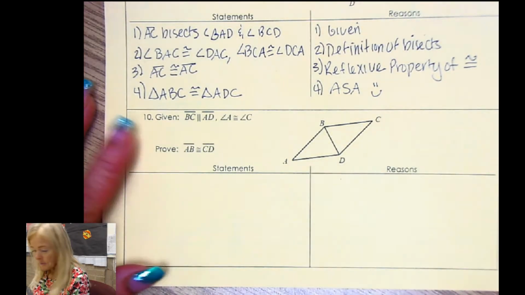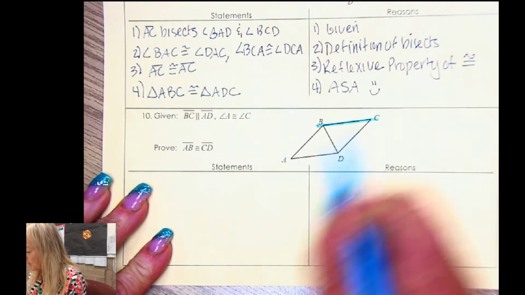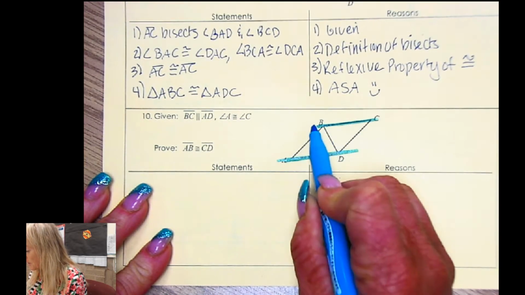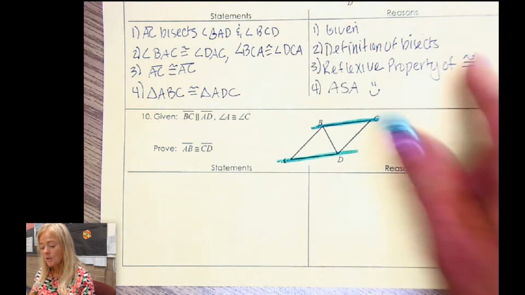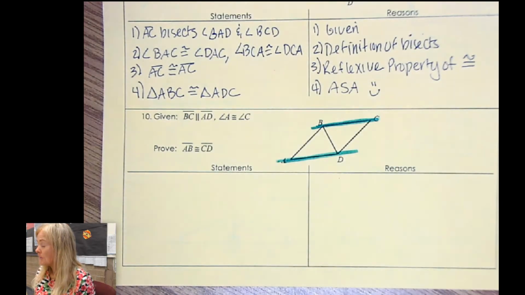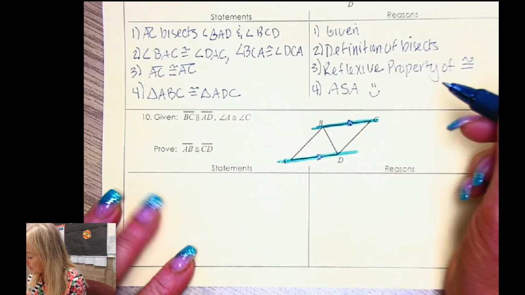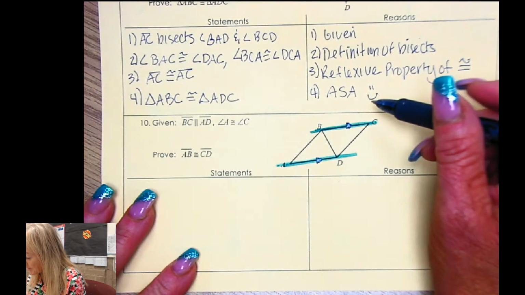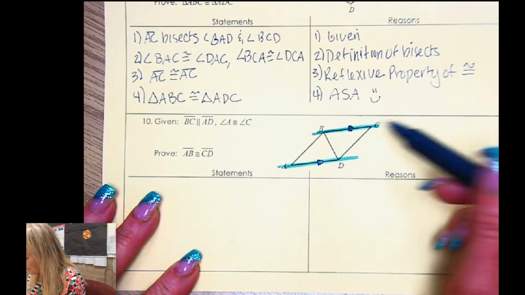Number 10, we have BC is parallel to AD. You know how I like to mark these. If those two lines are indeed parallel, then all of these little crosses are going to be transversals that go between them. So that's going to be pretty easy. We have a lot of sets of angles that are congruent. These are the two triangles, so let's see if we can get one of each.